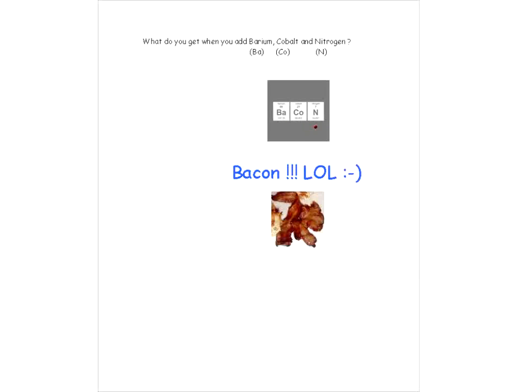Okay, so here's a joke to end us off here. What do you get when you add barium, cobalt, and nitrogen? What do you think? Bacon. That's right. Bacon. There you go. There they are on the periodic table. Right? Bacon. There you go. Here's my chemistry joke. Okay, so I think somebody was talking about bacon. It was Inky Octopus before.